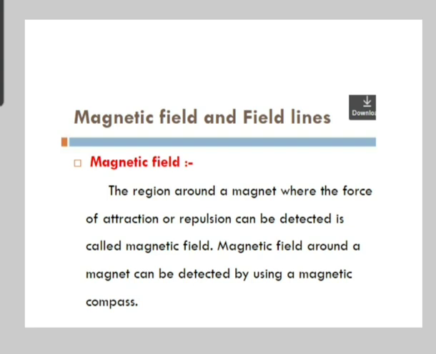The region around a magnet where the force of attraction or repulsion can be detected is called a magnetic field.